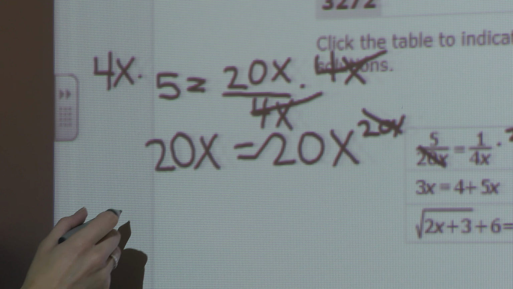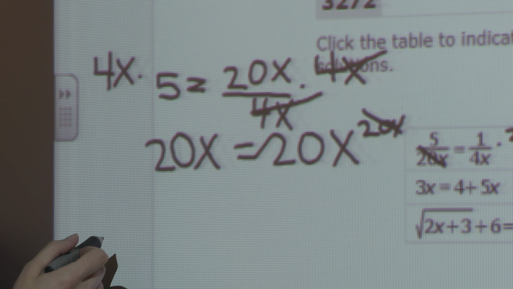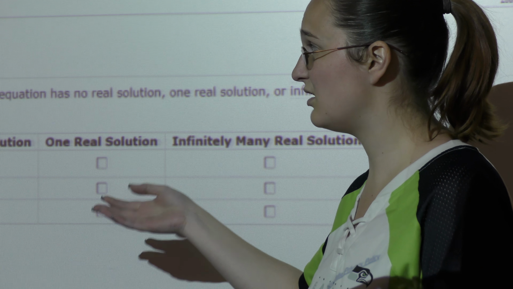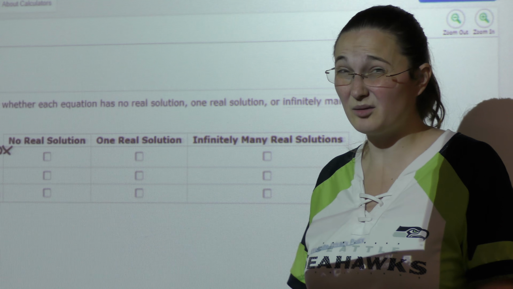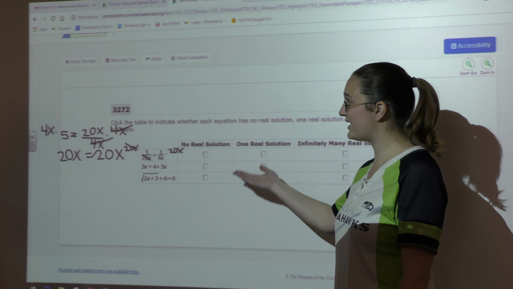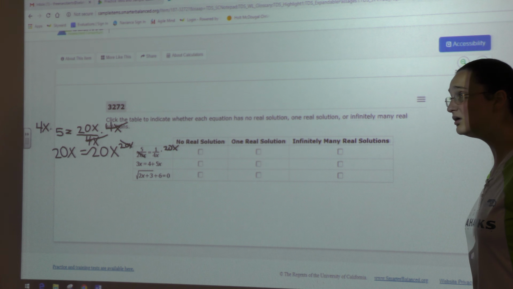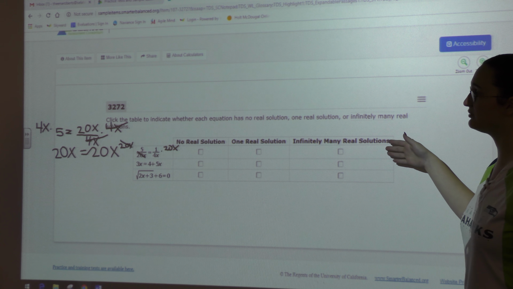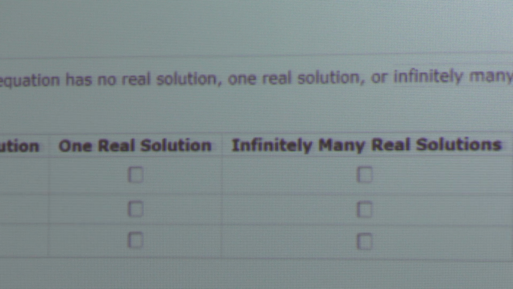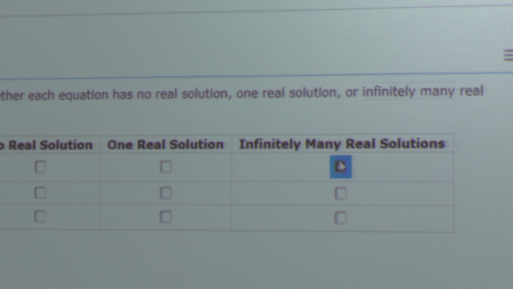So do I subtract 20x now? You certainly could, but we can also just look at it here and say, if 20x equals 20x, if I plug the same thing in for x on both sides, does it matter what I plug in? I guess not. What does that tell me? If it's the same on both sides and any x you can plug in will be true, then that means it's infinitely many real solutions because you can plug in any x you want and it'll still work. Oh, that's kind of cool.